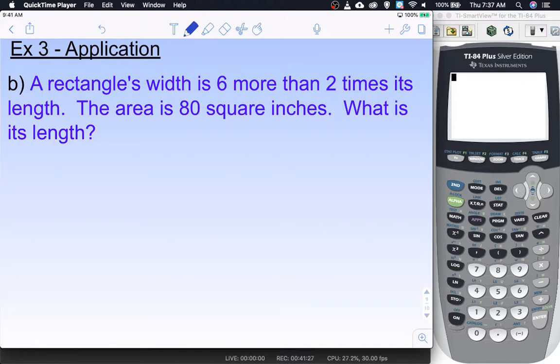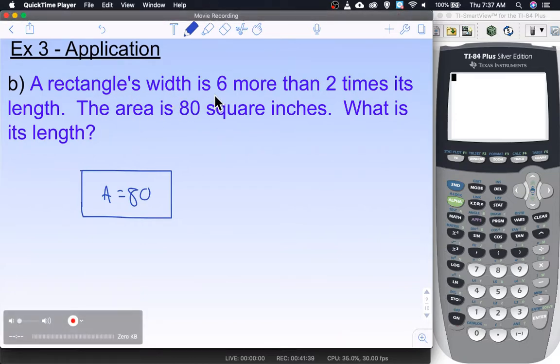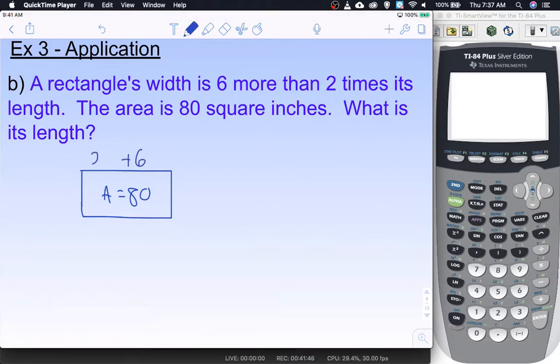All right, so you should have drawn a rectangle. We know the area is 80. The rectangle's width is 6 more than 2 times its length. So 6 more than 2 times the length. And the other side is just length. I mean, we don't know what the length is. We're just going to call it length. So those are my labels.